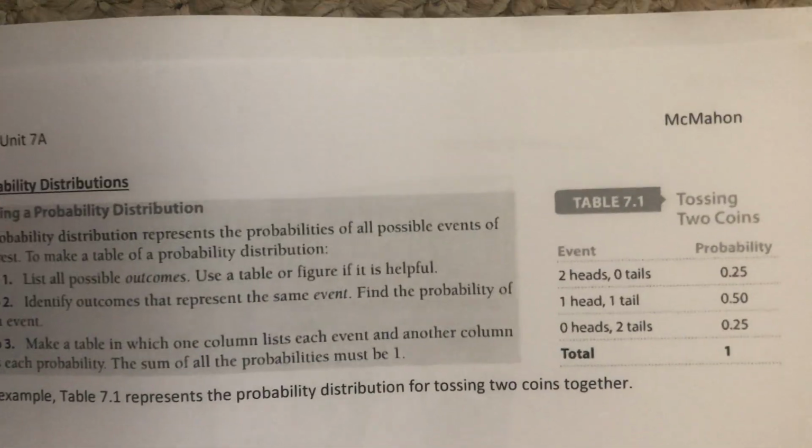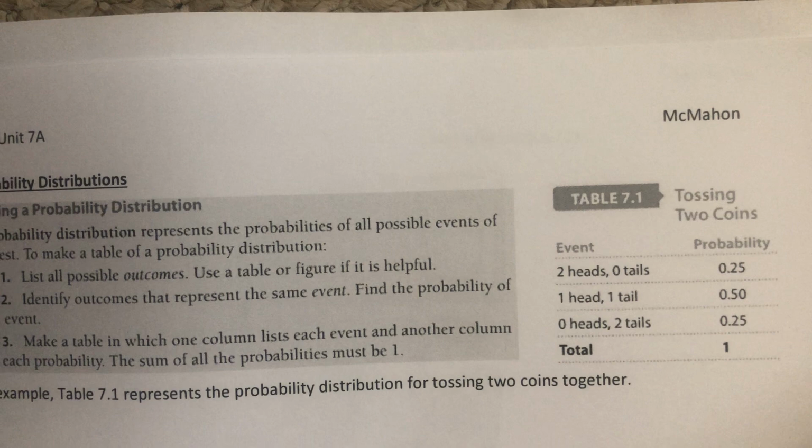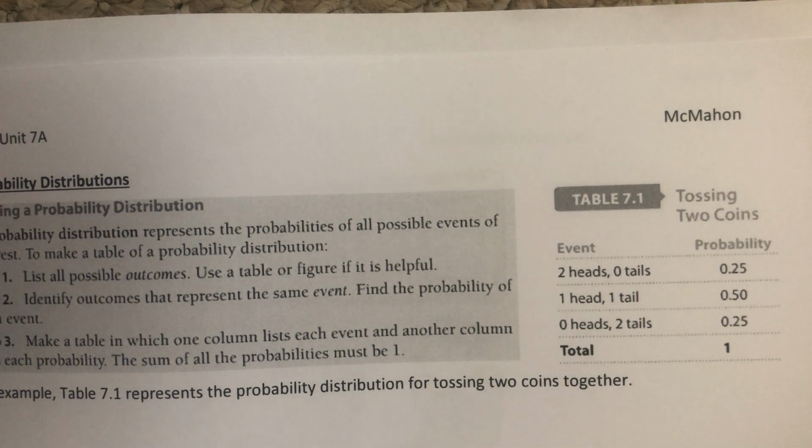All right, a distribution. This is when we are talking about events. Okay, so tables in these cases will help. So if we want to know the probability distribution for flipping 2 coins, I have 2 heads and no tails, 1 head and 1 tail, 0 heads and 2 tails. Those would be my events.